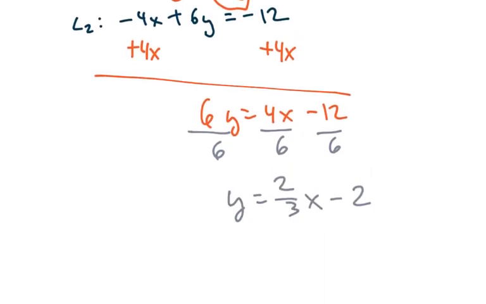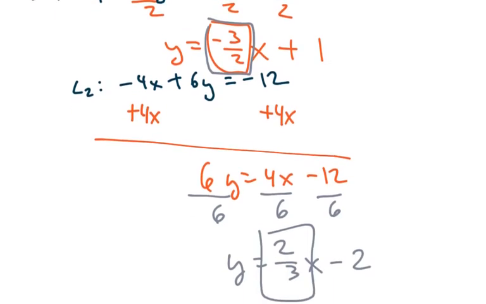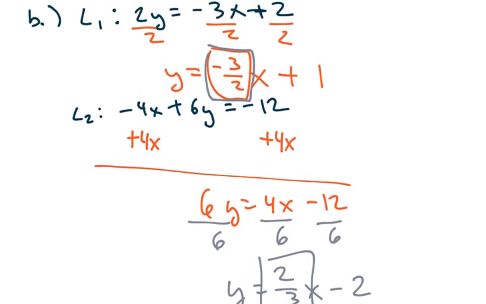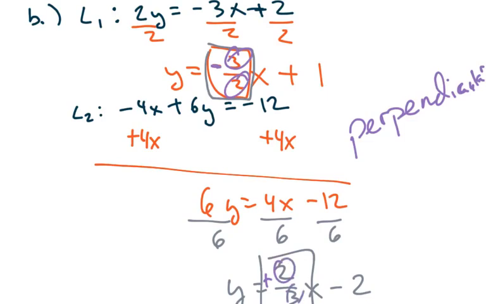So now I'll compare. I have 2/3 here. I have negative 3 over 2 here. So if we notice, we flipped the signs and we flipped the numerator and the denominator, which means they're perpendicular. That is what opposite reciprocal means. Perpendicular. Okay. Again, perpendicular means that you change the sign and that you've switched the position of the numerator and denominator.